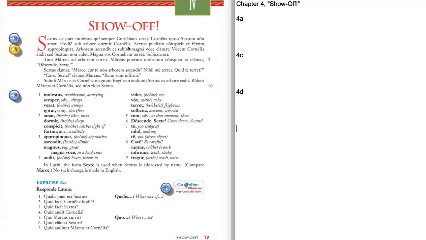Now, some of you may be saying, why is Cornelia all the way at the end of the sentence? Again, word order is a tricky thing in Latin, but it's not critical to get the word order right, at least in the initial stages of this class. So today, Cornelia is sleeping sub arbore, under the tree.